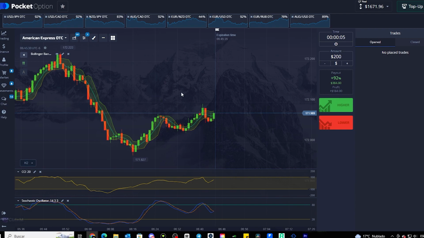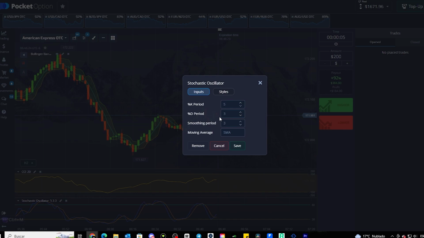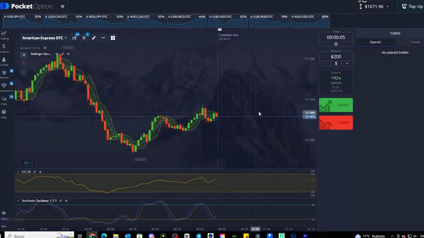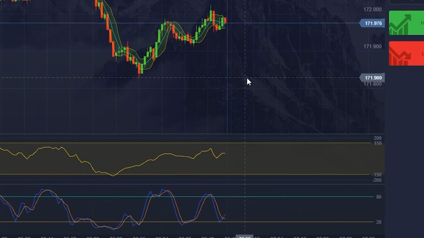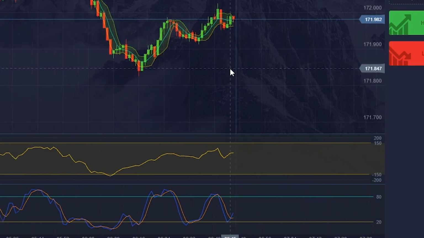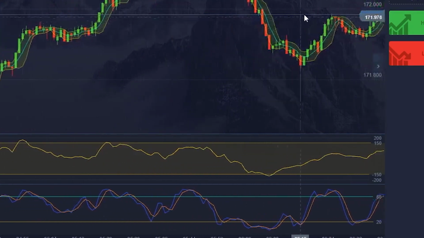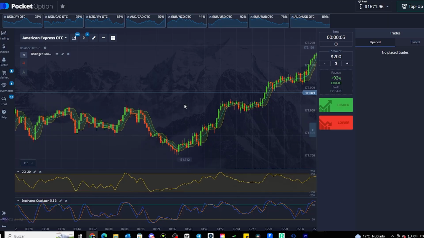Next up, let's dive into the Stochastic Oscillator, another powerful tool in our trading arsenal. The Stochastic Oscillator measures momentum and compares the closing price to the price range over a specific period of time. This indicator consists of two lines, %K and %D, which fluctuate between 0 and 100. Values above 80 indicate an overbought market, while values below 20 suggest an oversold market. By understanding the Stochastic Oscillator, we can time our entries more effectively and increase our chances of profitable trades.